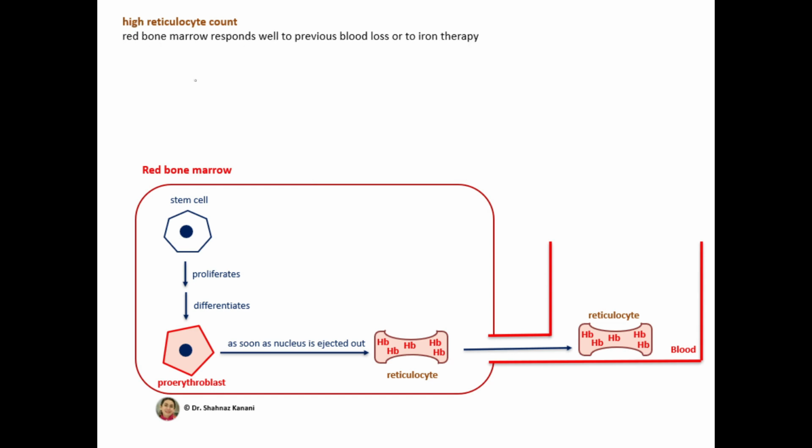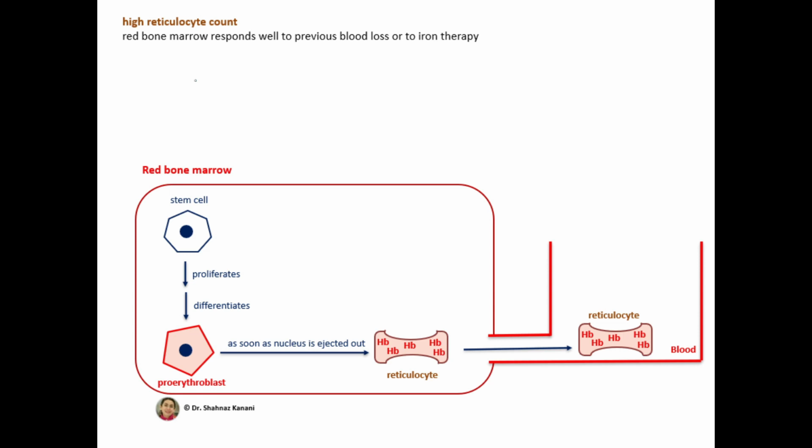If we have a high reticulocyte count, that's an indication that red bone marrow is responding really well and producing enough cells to replace what has been lost. For example, if we have a patient that recently has gone through some hemorrhaging, some blood loss, and now when we analyze the reticulocyte count, we see that the numbers are really high, it simply means that red bone marrow is doing a great job to replace what has been lost. Or in those patients that have to go through iron therapy, having a high reticulocyte count is an indication that they're responding well to the treatment plan.